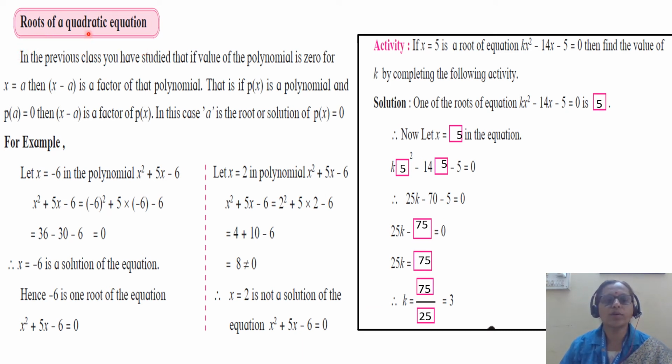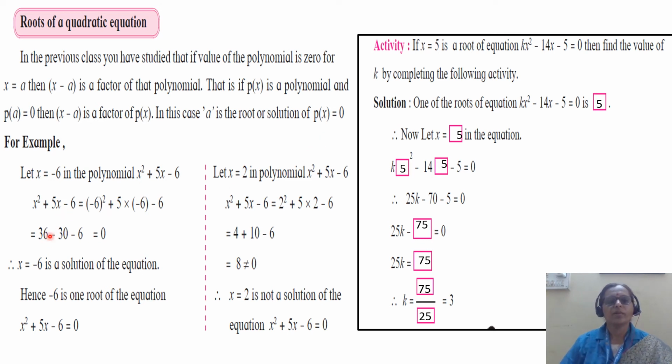Now what are roots of quadratic equation? Root means the value which satisfies the given equation. We call it as root of the quadratic equation. Last year you have studied that if value of polynomial is 0 for x is equal to a, then x minus a is a factor of that polynomial. That is, if p(x) is a polynomial and p(a) is 0, then x minus a is a factor of p(x). Last year you have studied this part, right? In this case, a is the root of the solution p(x) is equal to 0.